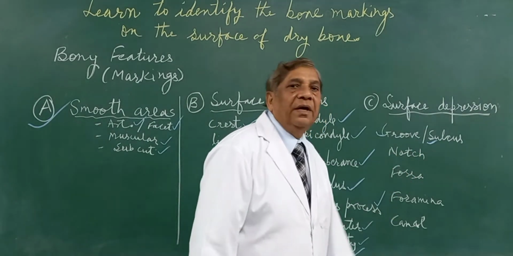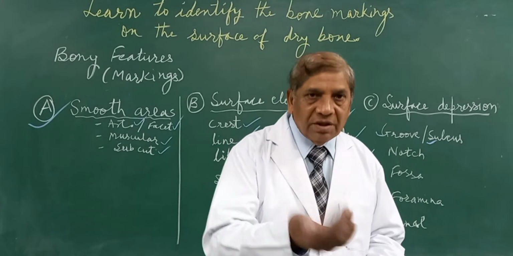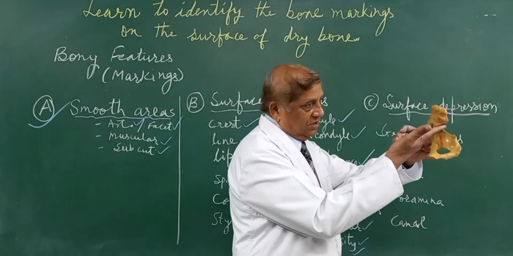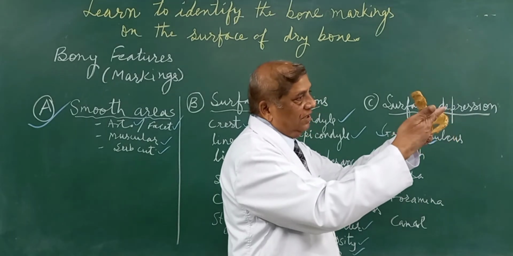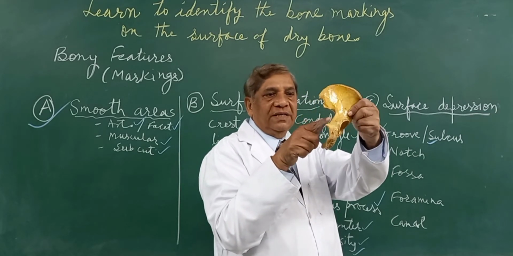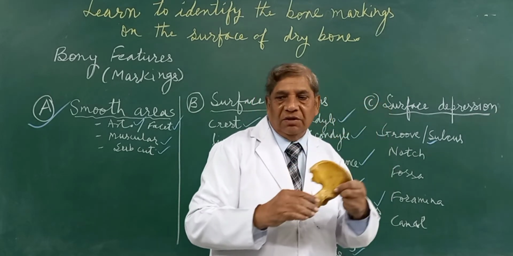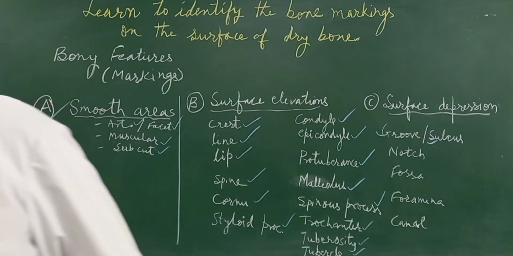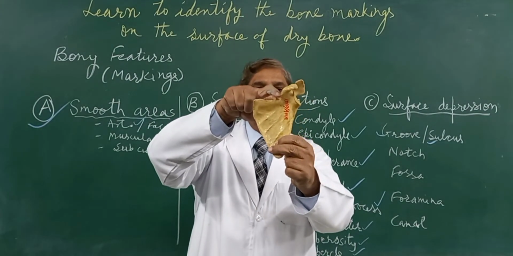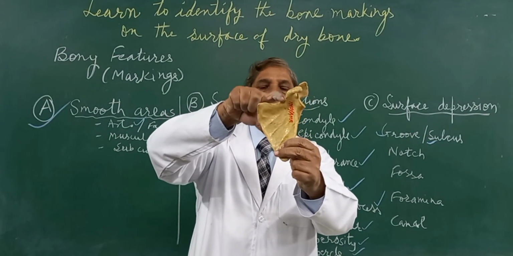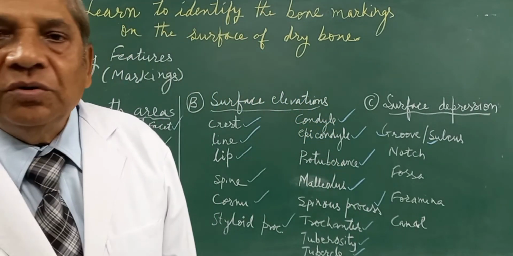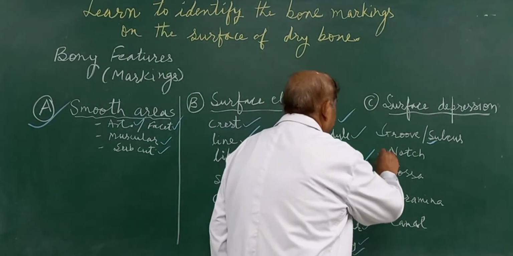Then there is a notch. A notch is an acute curve in the bony structure. See, this is a notch here, this is also a notch here. This is called the greater sciatic notch, and this is the lesser sciatic notch. At the upper border of the scapula you can see this notch too. It is an acute depression on the border of the bone, and that is called a notch.